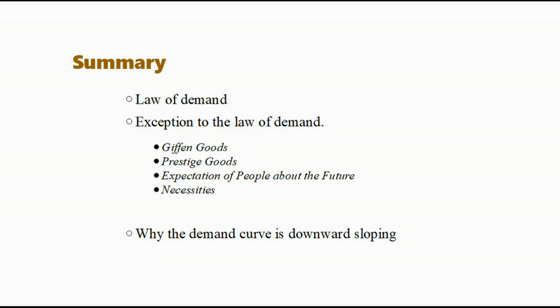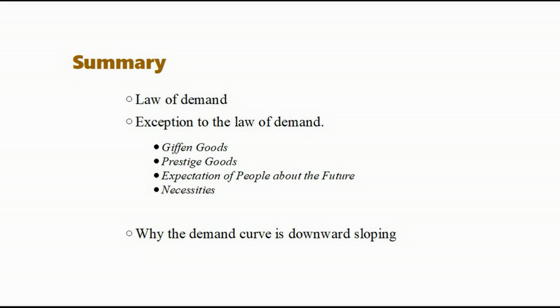And there are assumptions. In the assumptions, factors other than price remain constant. What are these factors? Factors like price of related goods, the likes of substitute goods or complementary goods, taste and preference of consumers, income of consumers, the size of population, and distribution of income and wealth. All these factors will remain constant for the applicability of the law of demand.